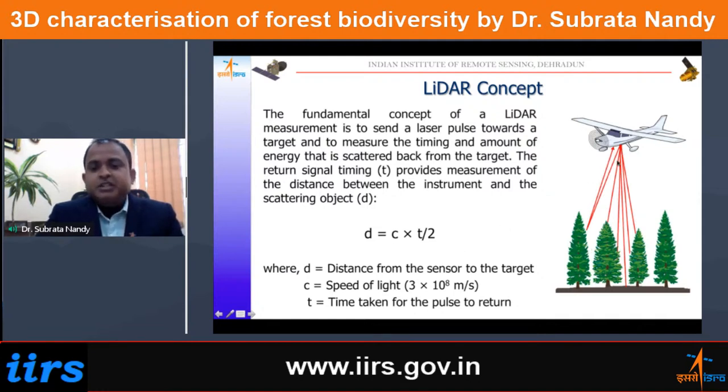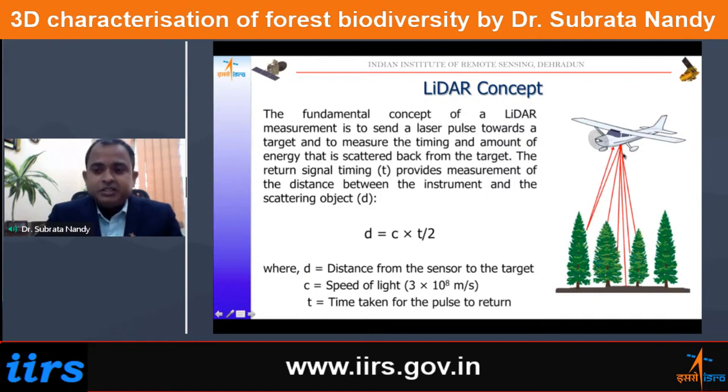The distance from the sensor to the target can be calculated by using this formula: D is equal to c multiplied by t divided by 2, where c is the speed of light and t is the time taken for the pulse to return.